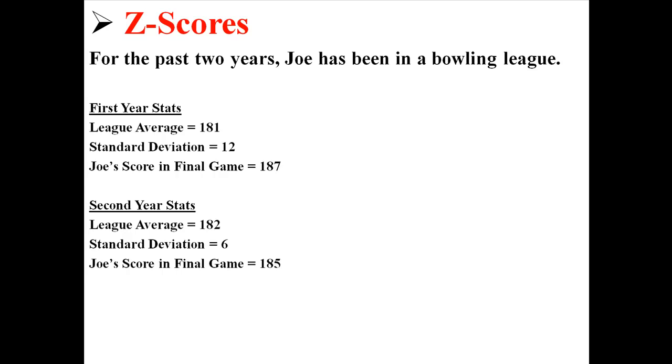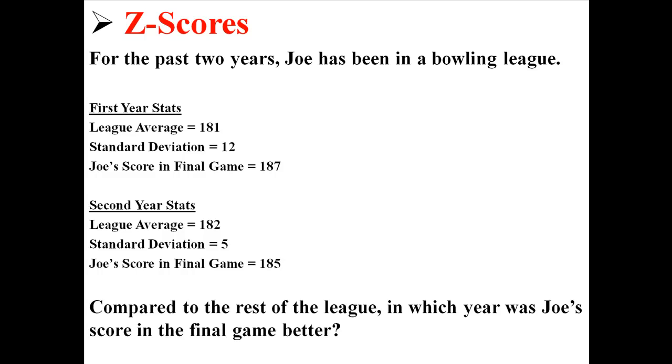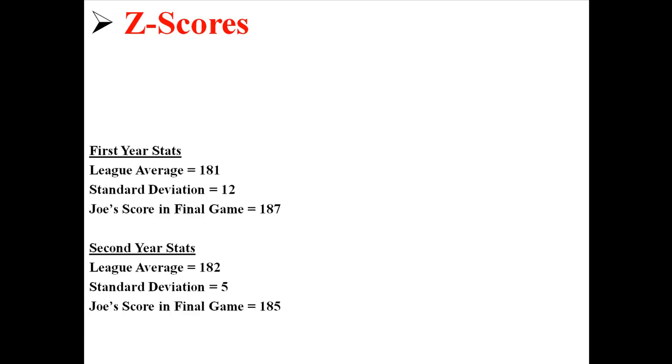Now, in the second year, the league average was 182, the standard deviation was 6, and Joe's score in the final game was 185. Now, obviously, in the first year, his score in the final game is higher than it was in the second year. But what I want to know is, compared to the rest of the league, in which year was Joe's score in the final game better? So we're going to calculate a z-score using this equation.